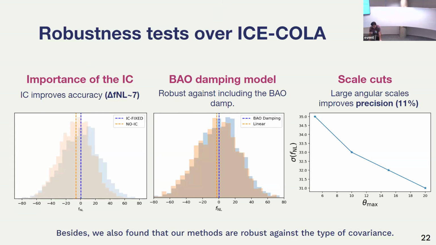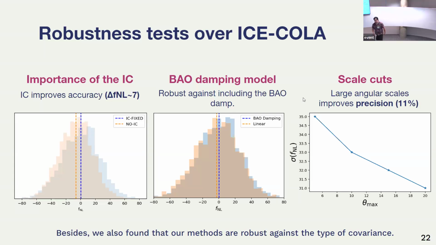And then we also test this model when including BAO damping in the modeling. The idea of this BAO damping is that you can try to model the damping of the BAO peak using nonlinear theory. And here we basically show that there is no big difference in including this extra modeling part.